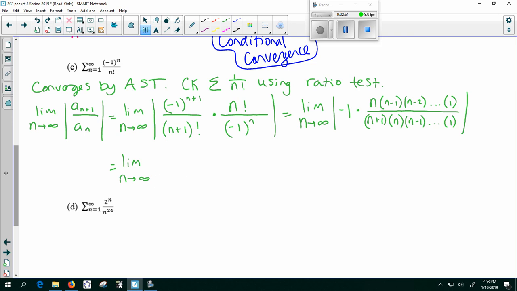Okay, so my n's are all positive, so that whole fraction with the factorials is positive. My -1 absolute value becomes positive. So I'm going to get a bunch of canceling here. And I get 1 over n plus 1. And the limit as n goes to infinity of that is 0. That is less than 1, which means we have convergence.